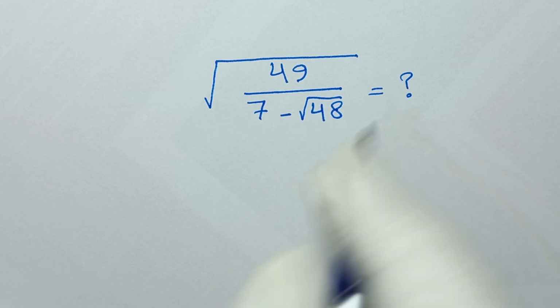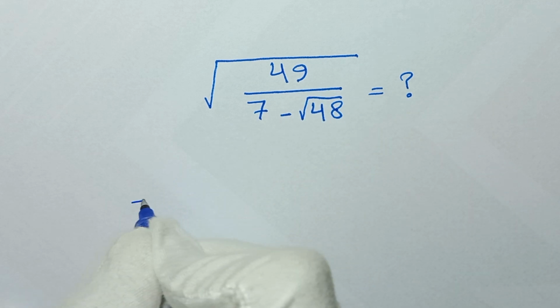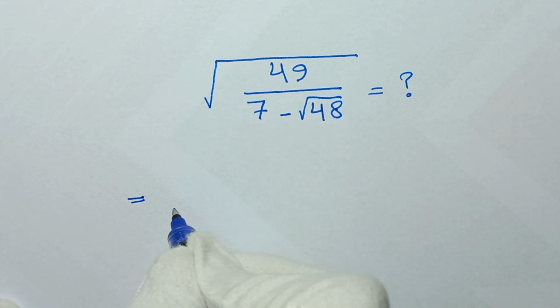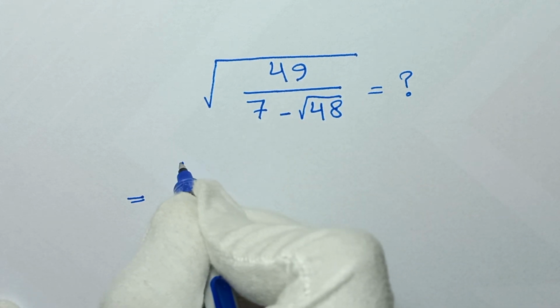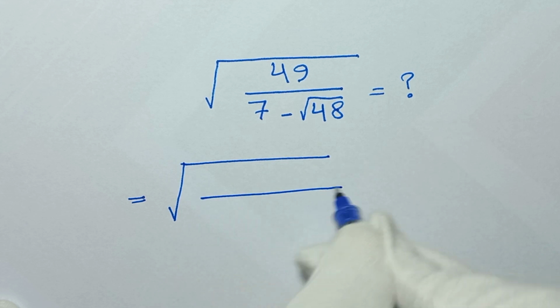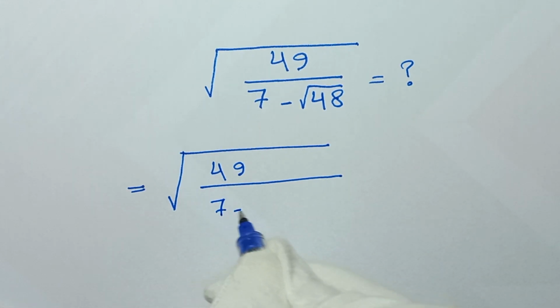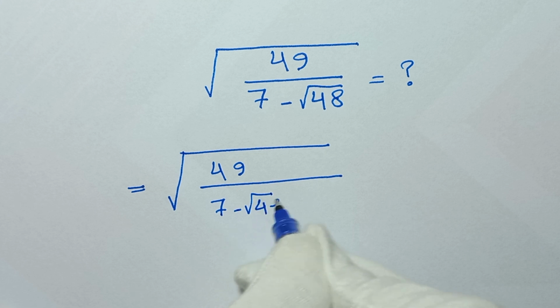Welcome to simplify this math problem, which is the square root of 49 over 7 minus the square root of 48. In the first step, we start by rationalizing this fraction. So we write the square root of 49 over 7 minus the square root of 48.